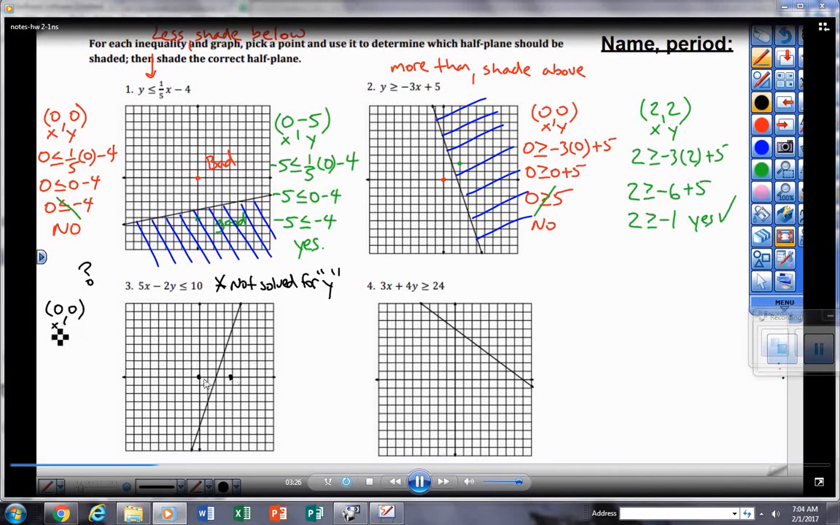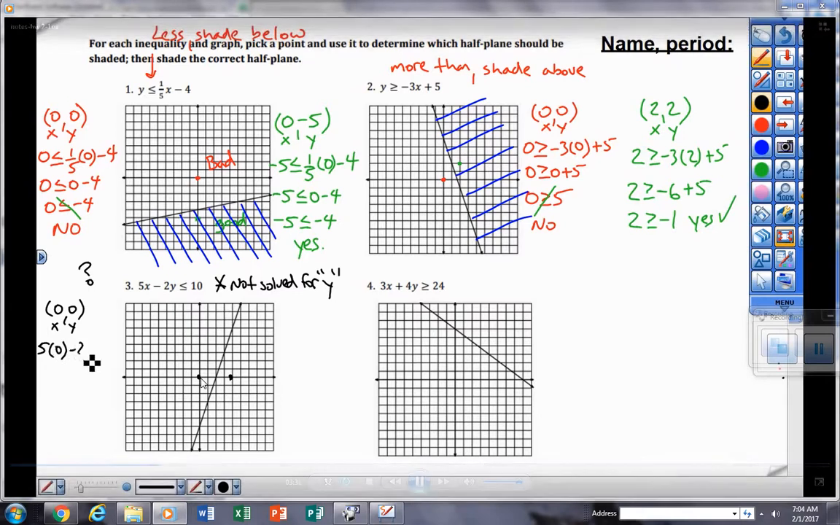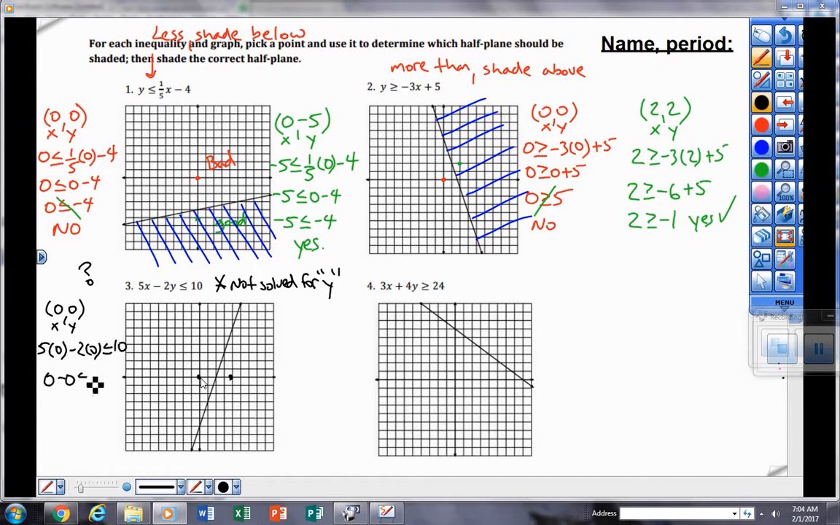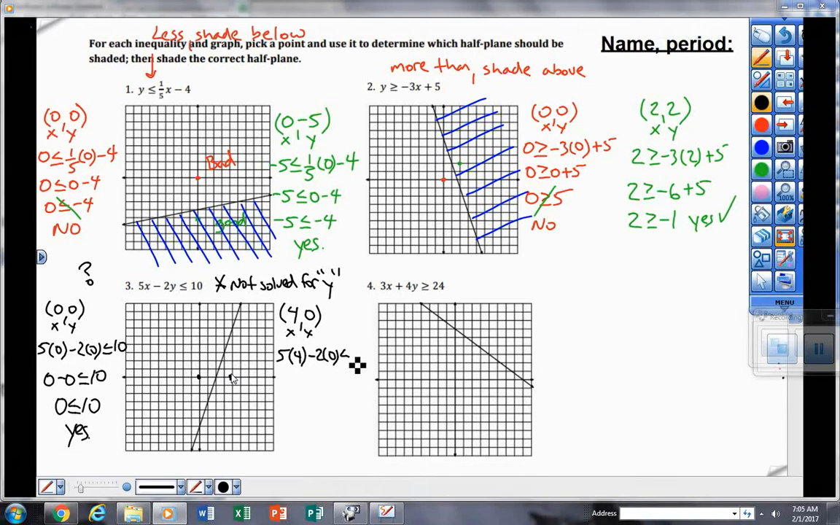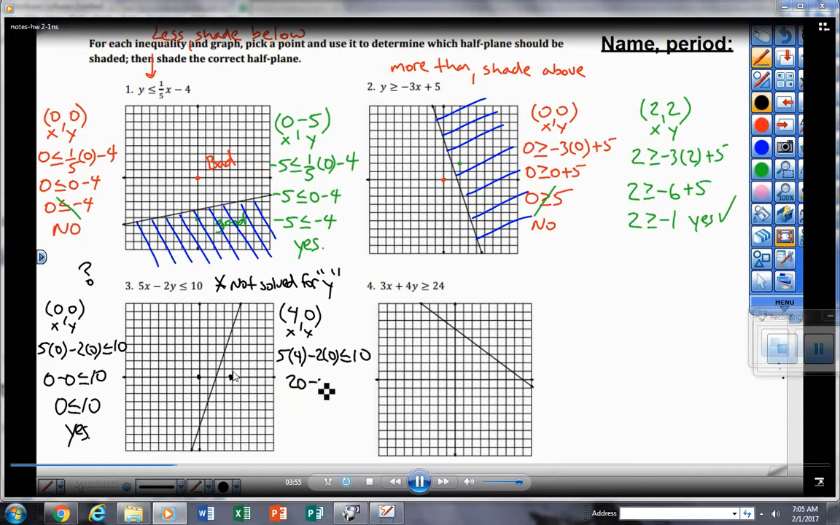So 0, 0 is right here. That would be 5 times 0 minus 2 times 0 less than or equal to 10. 0 minus 0 less than or equal to 10. 0 is less than or equal to 10. That is a true statement. When I plug in the other point, which is 4 for x and 0 for y, 5 times 4 minus 2 times 0 less than or equal to 10. That gives me 20 less than or equal to 10. That is a false statement. 20 is not less than 10.